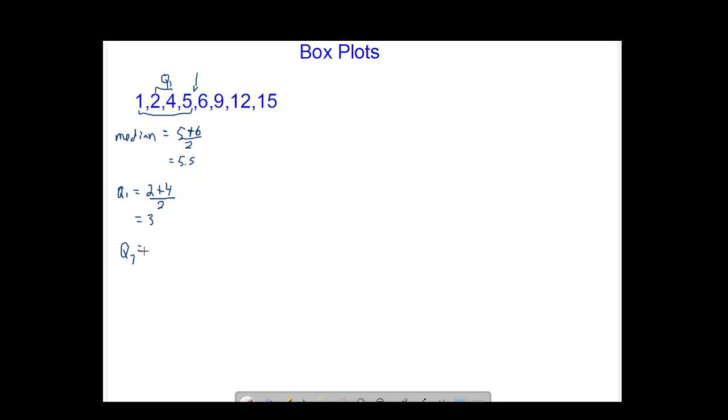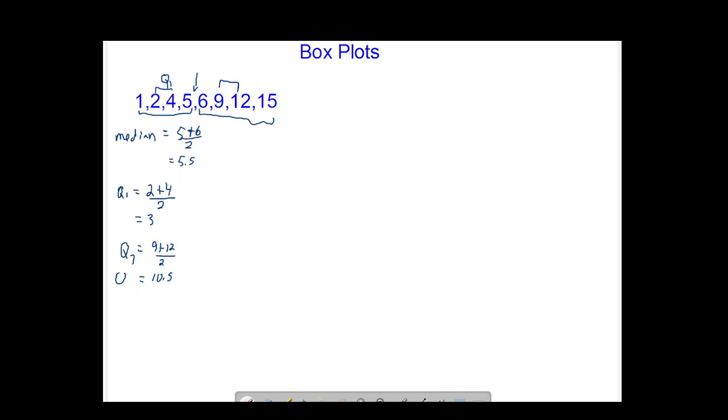Now let's look at Q3. And Q3 is going to be the median of the second half of the data. Let's try that again. So right in here, I guess, the average between 9 and 12. So we'll take 9, add 12, and divide by 2, which is 9 and 12 is 21, divided by 2 is 10.5.